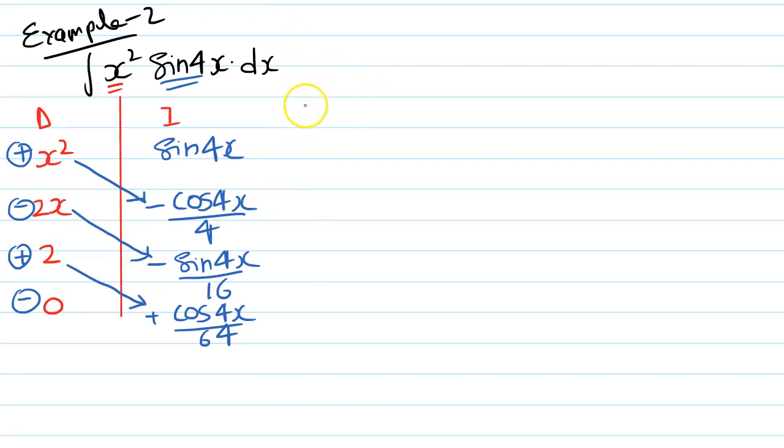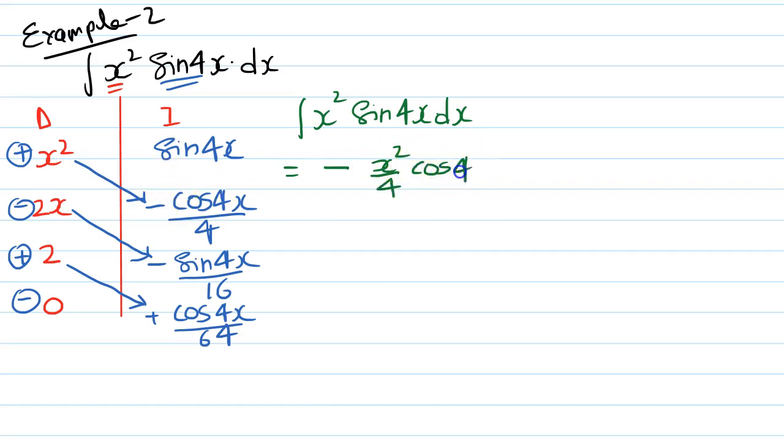Integration of x square sine 4x into dx, that we can write down. So see here, first time plus sign and minus, it will be minus, and it will be x square over 4, and it is cos 4x. Okay, now similarly, when you multiply this minus and minus, it will be plus, so it will be 2x over 16 sine 4x.